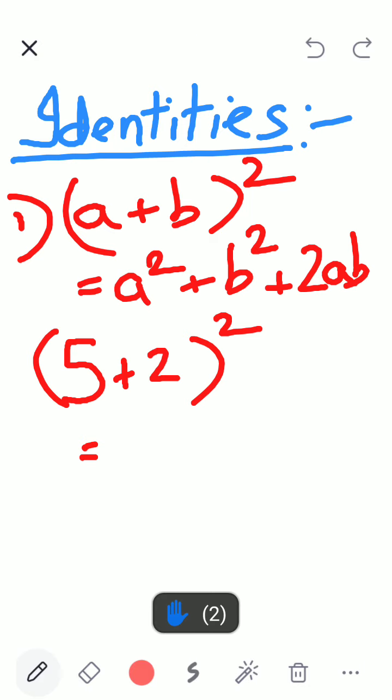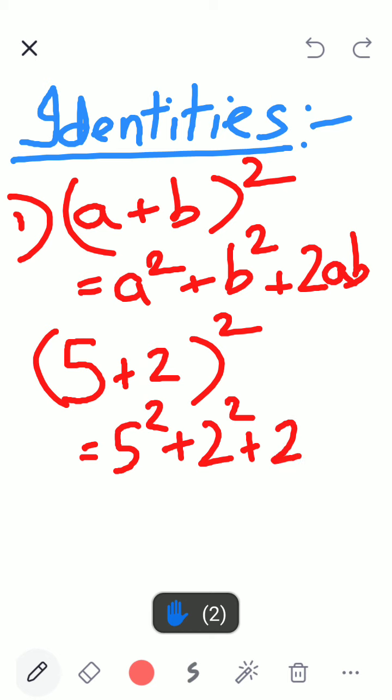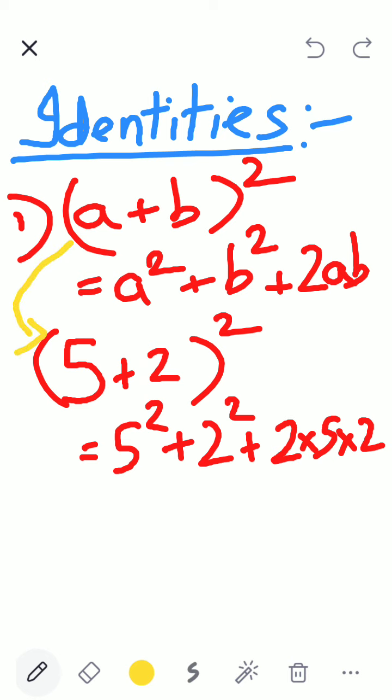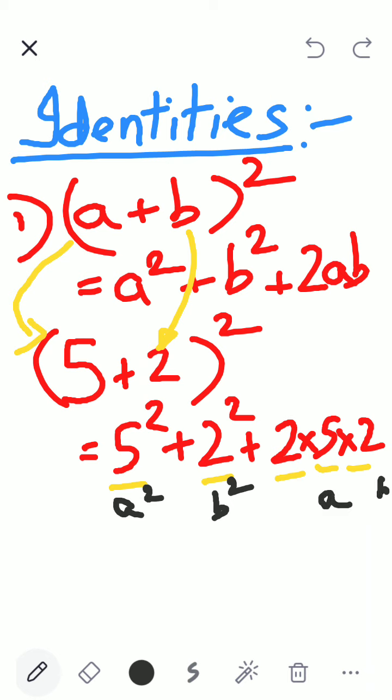So it is 5 square plus 2 square plus 2 into 5 into 2. Correct? 2AB means... So what did Vijay do? Vijay said A is 5 and B is 2. Correct? So he did A square plus B square plus 2 multiplied by A multiplied by B. Clear?